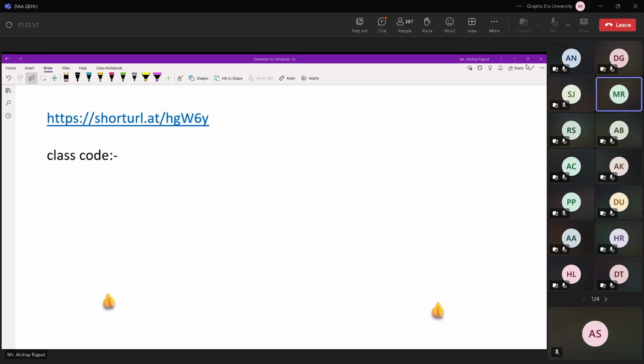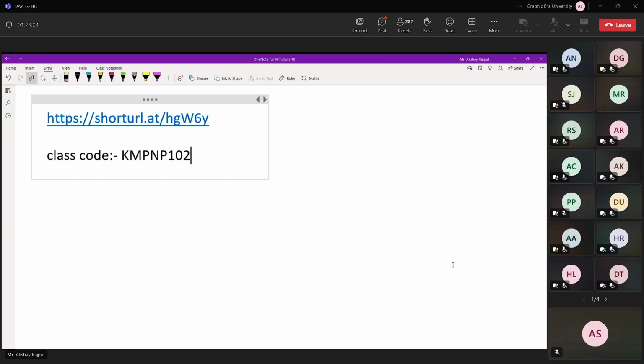Okay, so write down the class code without space, all caps. KMPNP102. KMP, not Morris Pratt. NP is non-polynomial. 102. Fill it, there are 287 students, so I will close the form at 287 responses.